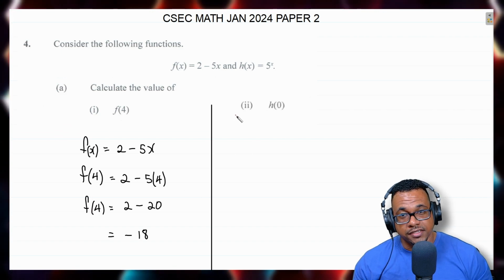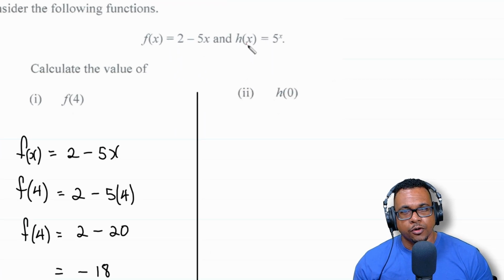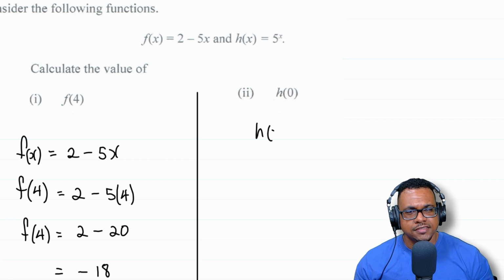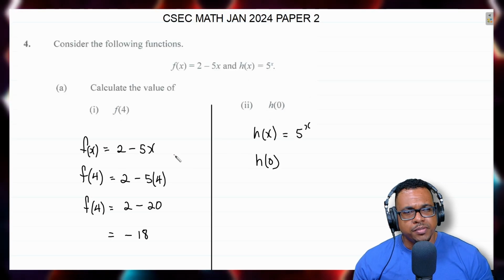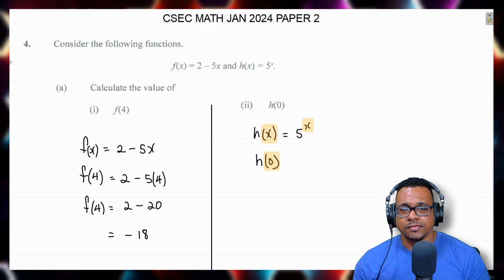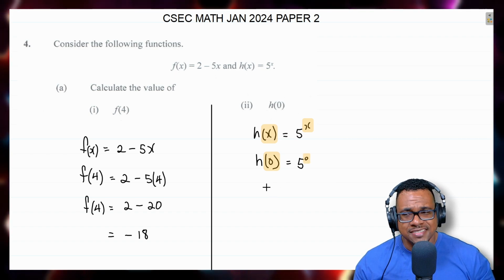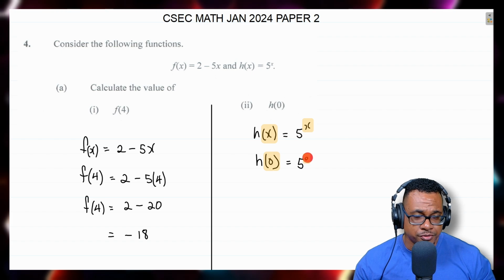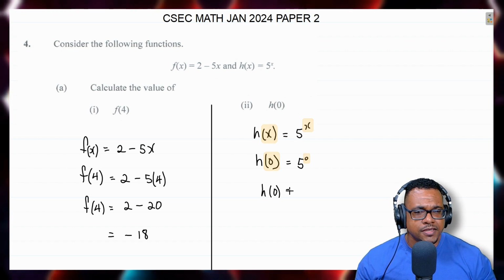Next, for part A, part 2, they want us to calculate the value of h of 0. Now we have h of x is equal to 5 to the power of x. Same thing again, we want to find h of 0, so we are replacing the x with 0. So we're going to have 5 to the power of 0. And we know from the laws of indices, any number to the power of 0 is equal to 1. So h of 0 is equal to 1.